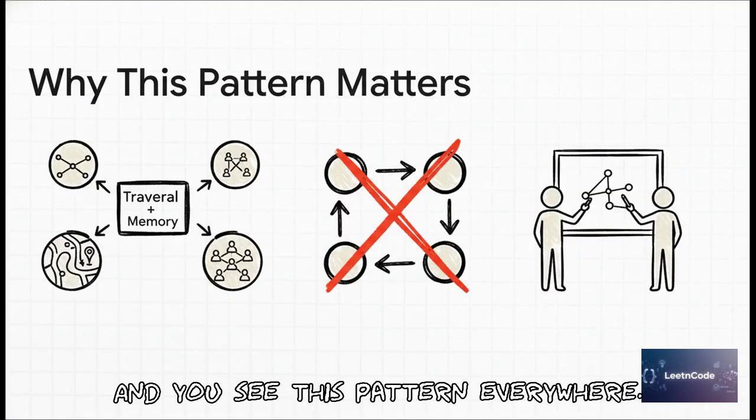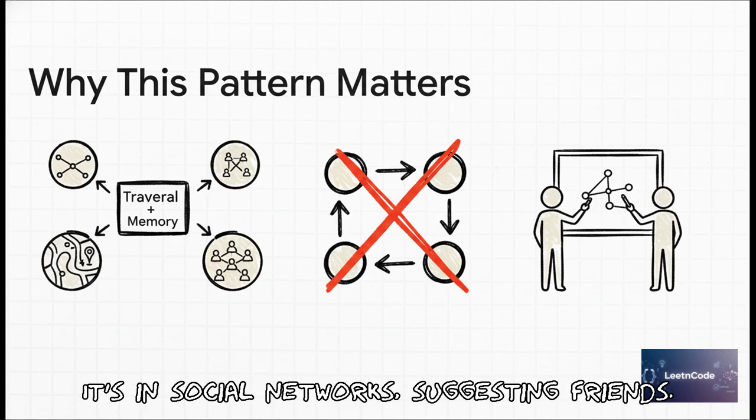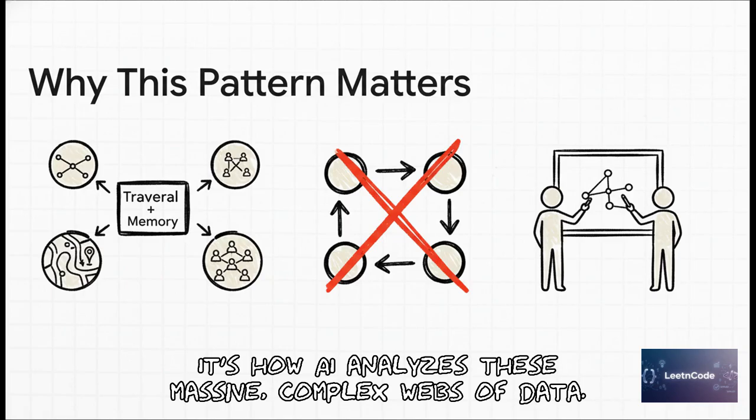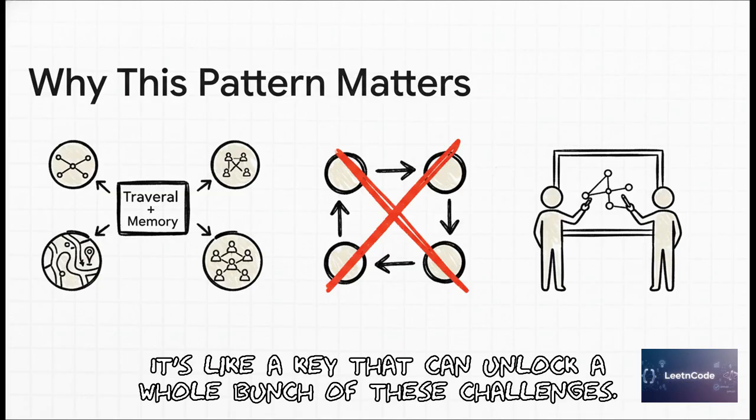And you see this pattern everywhere. It's the kind of thinking behind the GPS in your phone, finding the fastest route. It's in social networks suggesting friends. It's how AI analyzes these massive, complex webs of data. So seriously, next time you're in an interview and you see a graph problem, remember this pattern. It's like a key that can unlock a whole bunch of these challenges.